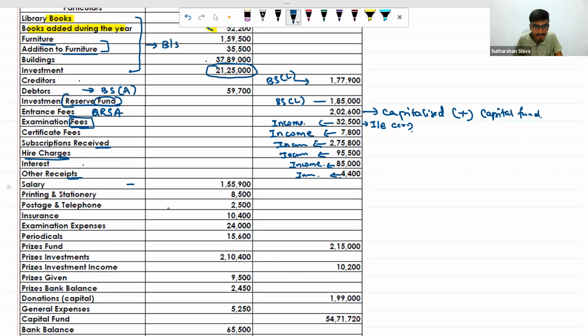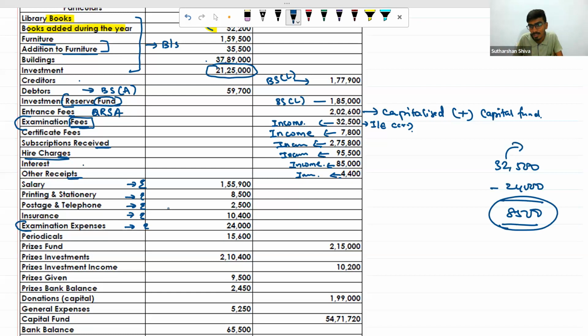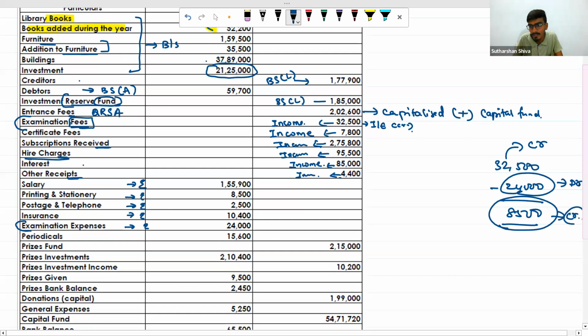Then salary is an expense, printing expenses, postage, insurance is an expense, examination expense is an expense. There is a two-way approach to understand this. This examination fees is an income. This examination expenses is an expense. As per the matching concept, on the credit side I can do 32,500 minus 24,000, and show the adjustment as my answer, that is 8,500. Like this I can present it, or else I will show this on the credit side and this on the debit side. Indirect adjustments will automatically be done on the credit side.